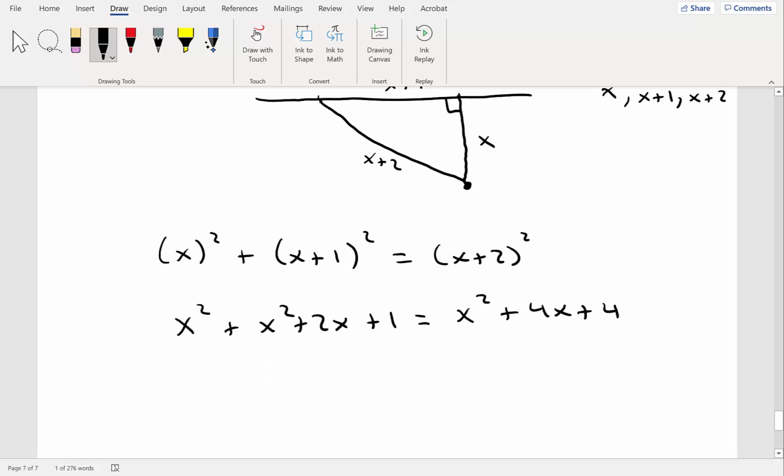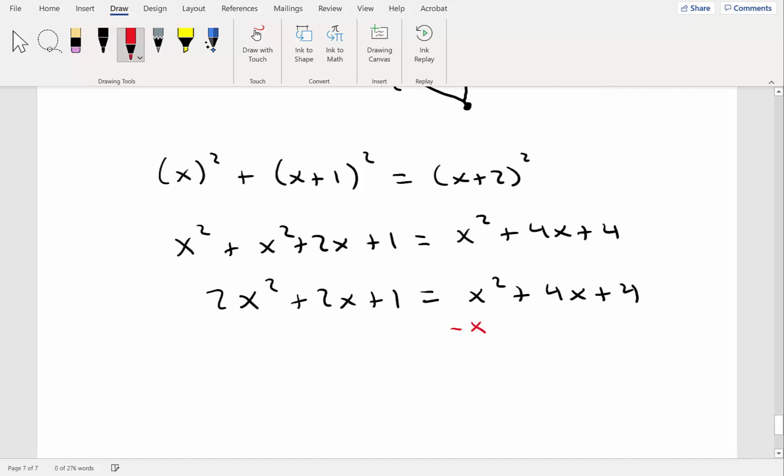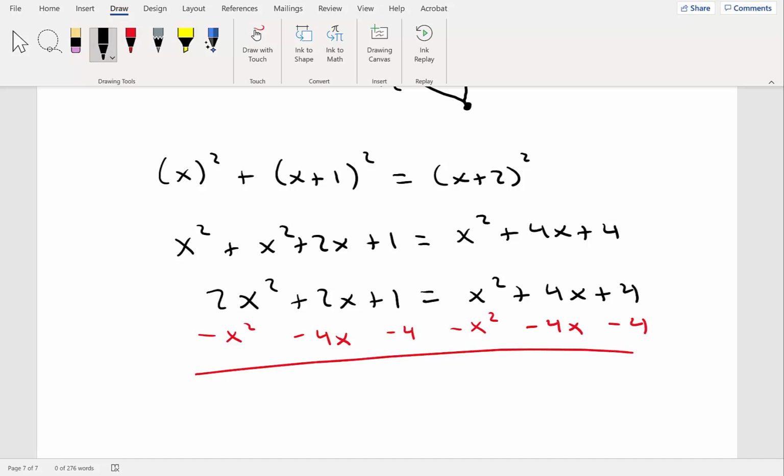Now let's go ahead and solve this equation. First, I notice that there's some like terms I can combine. x squared and x squared, that's going to give me 2x squared. I have plus 2x plus 1 is equal to x squared plus 4x plus 4. Now let's move everything to one side, so we have one side is equal to 0. I'm going to move everything from the right to the left. So I'm subtracting x squared, I'm subtracting 4x, and I'm subtracting 4. So 2x squared minus x squared, that gives me x squared. 2x minus 4x, I get negative 2x. 1 minus 4 gives me negative 3.